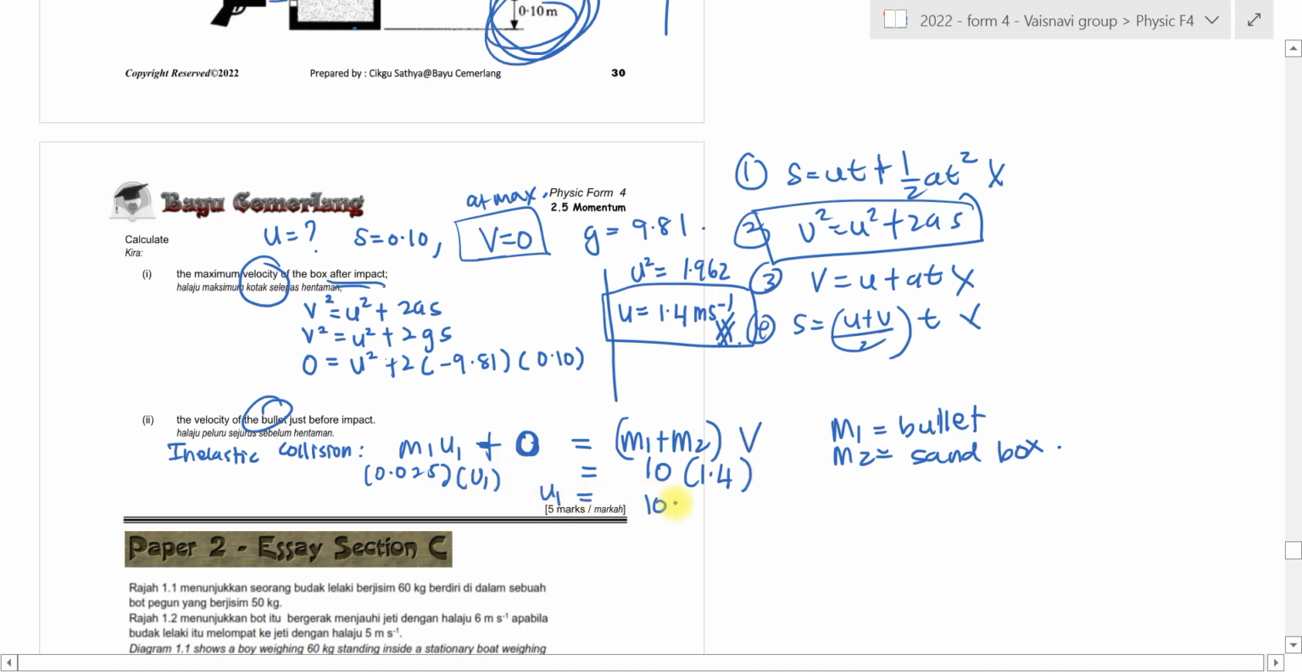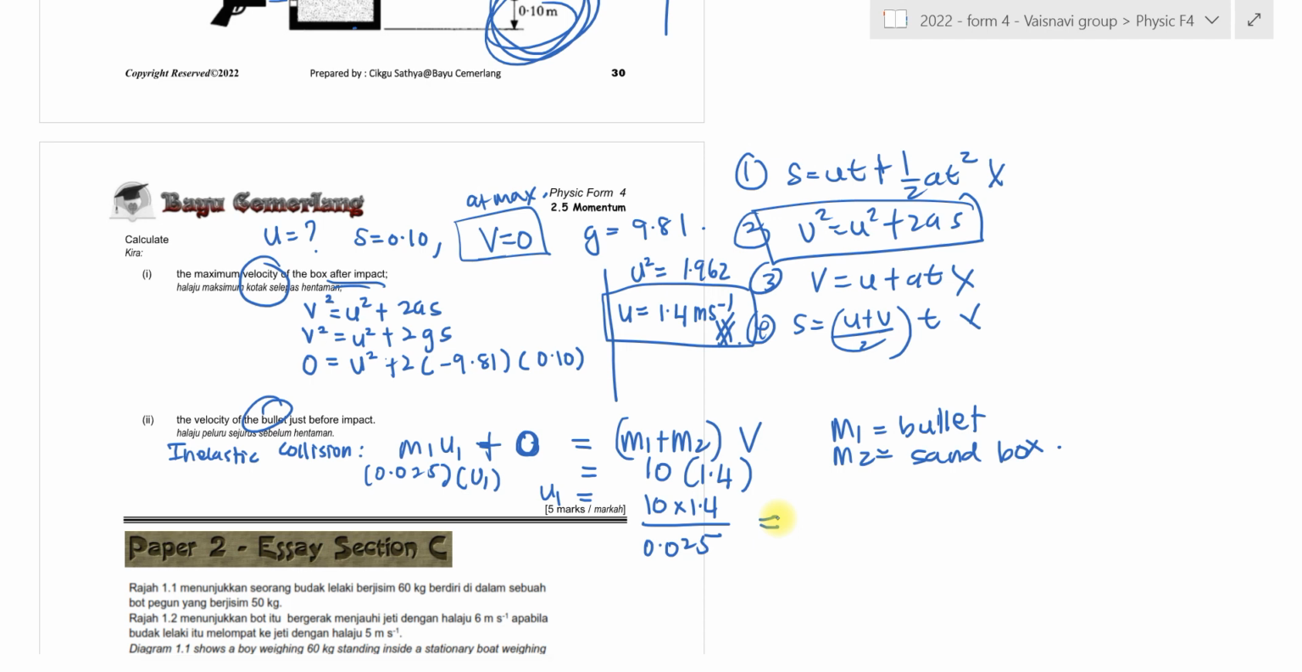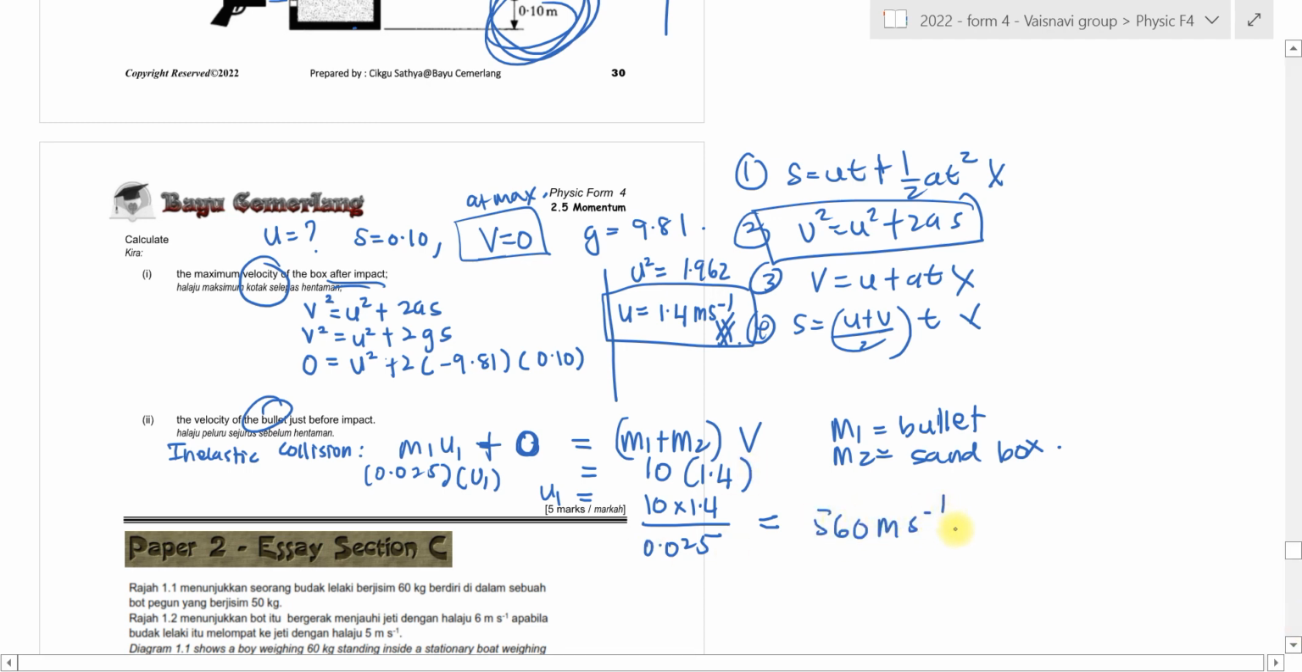That's it. But the question is, can you think to this extent in your exam or not? That's the question. Must do a lot of practice. And your answer. 560 ms negative 1. Okay, right. Then so done, right.